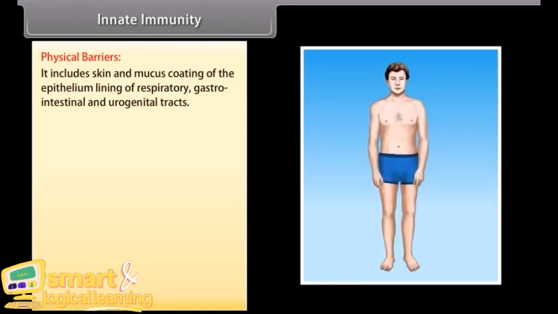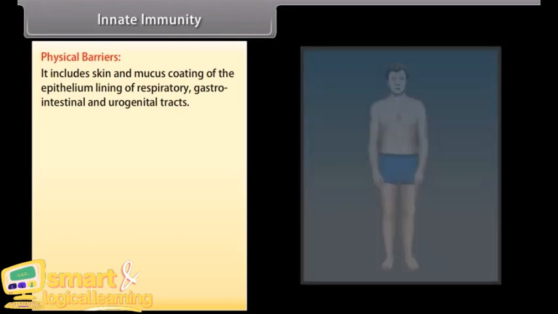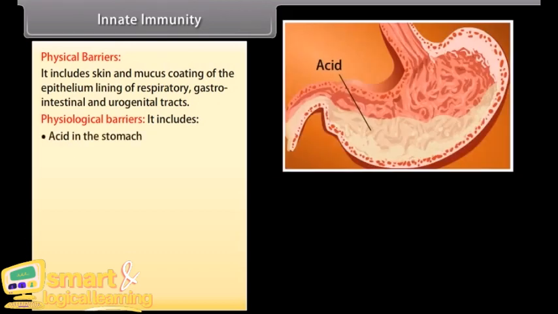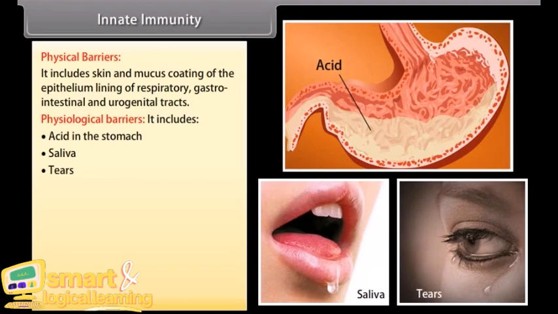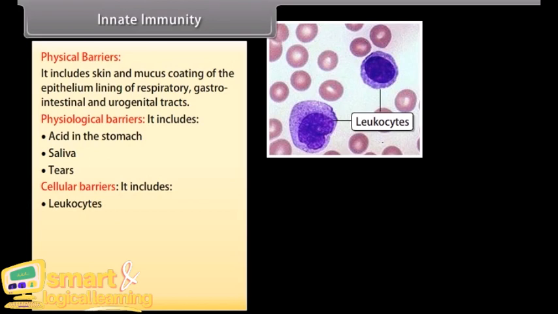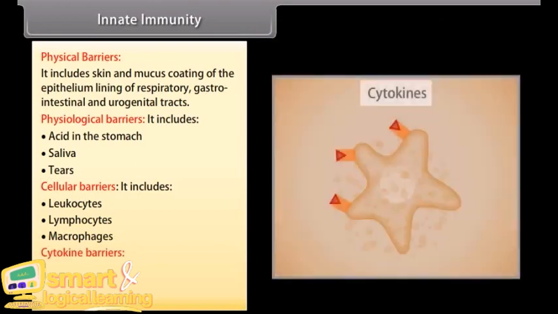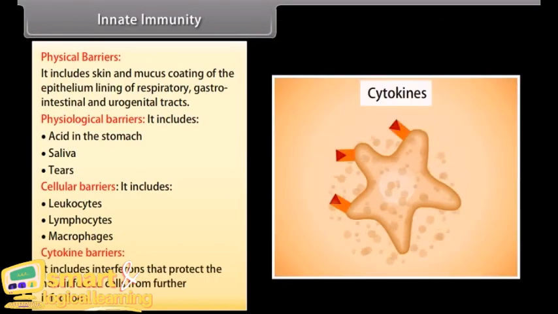Physical barriers. It includes skin and mucous coating of the epithelium lining of respiratory, gastrointestinal, and urogenital tracts. Physiological barriers. It includes acid in the stomach, saliva, and tears. Cellular barriers. It includes leukocytes, lymphocytes, and macrophages. Cytokine barriers. It includes interferons that protect the non-infected cell from further infections.